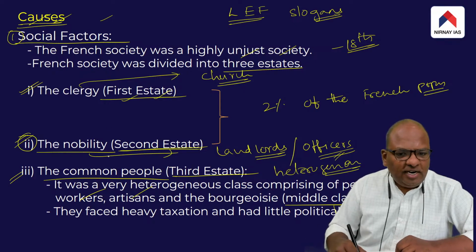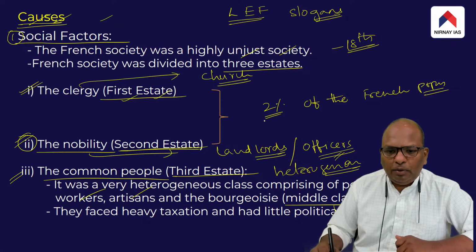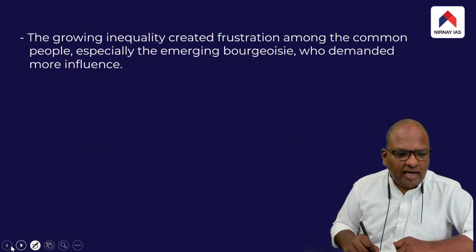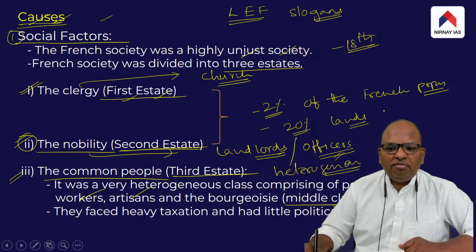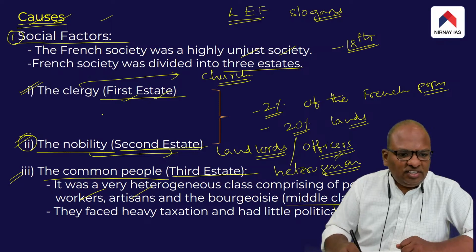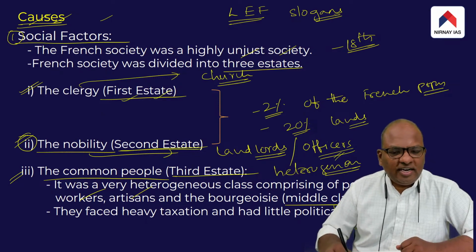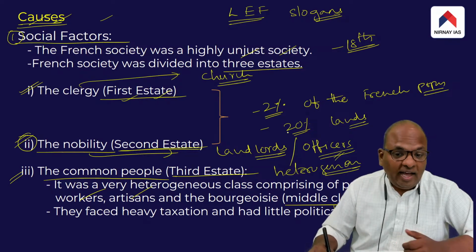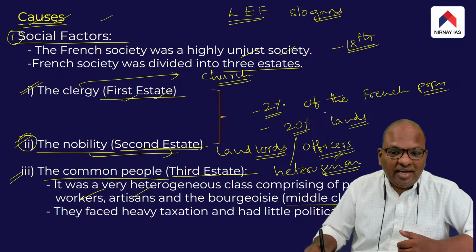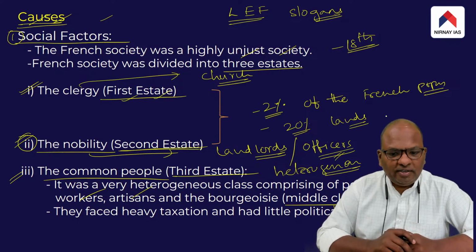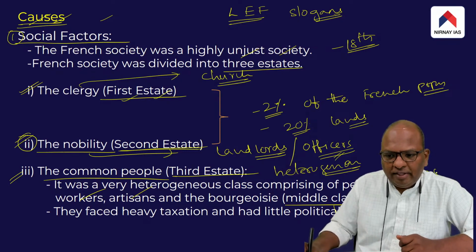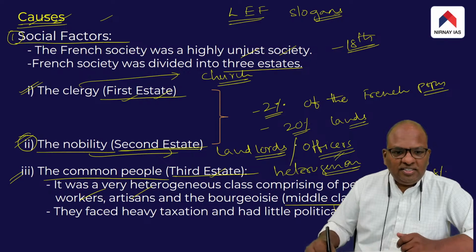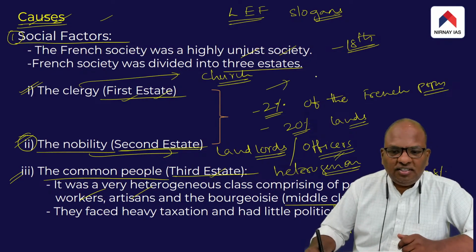The first and the second estate accounted for just 2% of the entire French population, yet they owned 20% of the lands of France. Take a look at this. The clergy and the nobility just accounted for 2% of the population, yet they had ownership over 20% of the agricultural lands available in France. Got the point? Whereas 98% of the French population comprised the third estate. So the first and the second estate are also referred to as the privileged class.